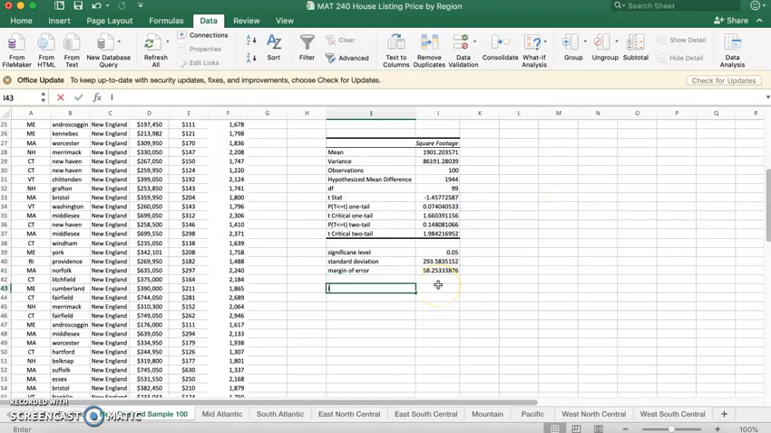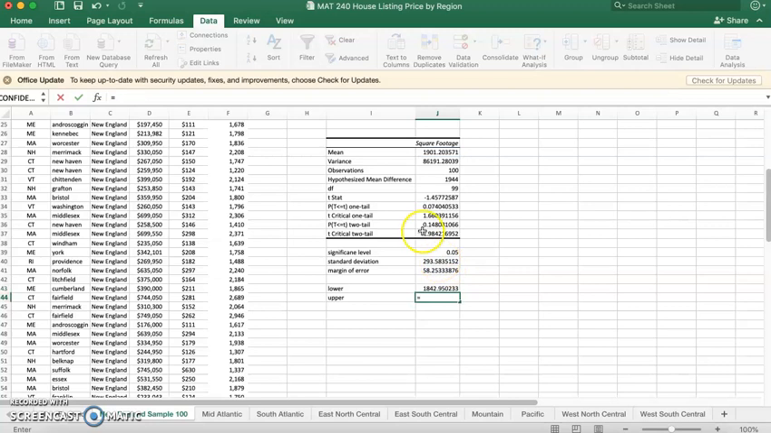To find our lower bound and upper bound, third time's a charm. Our lower bound is going to be our sample mean, that's our 1901, minus our margin of error. Our upper bound is going to be that sample mean plus the margin of error. So this is our 95% confidence interval.